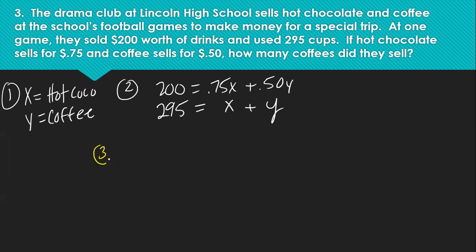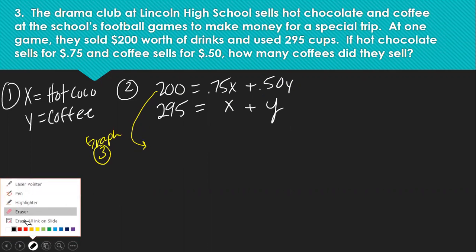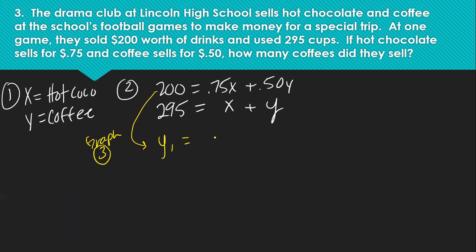So in order to solve by graphing, we want to practice getting y by itself. Remember, it's a 2-step to get y by itself. You add or subtract, then divide. So for the first equation, I want to get y by itself. So what am I subtracting? I'm going to subtract 0.75x, good job. So our y1 equals 200 minus 0.75x, and then I divide by 0.50. So that's my y1.